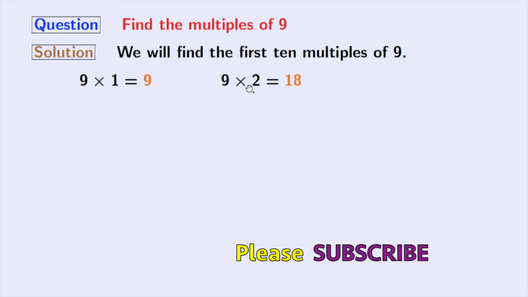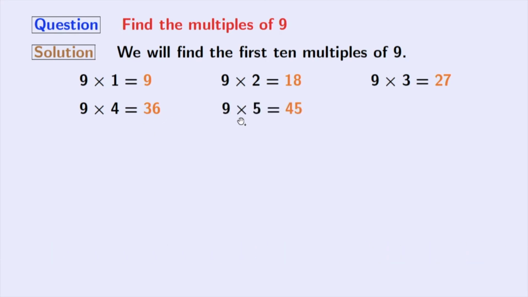Multiplication of 9 and 2 gives us 18. Multiplication of 9 and 3 gives us 27. Multiplying 9 with 4, we get 36. Multiplying 9 with 5, we get 45.